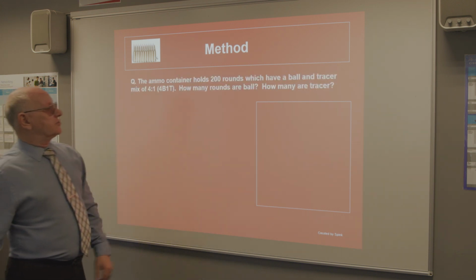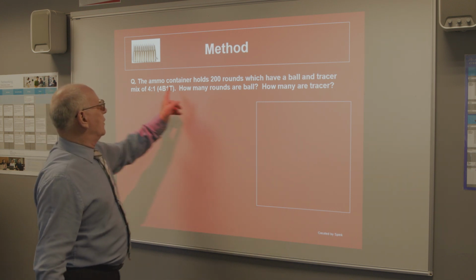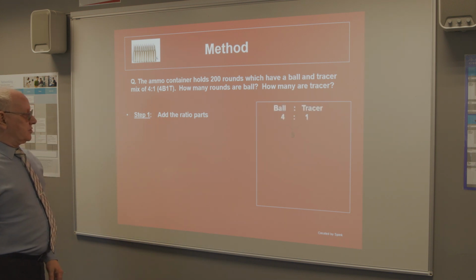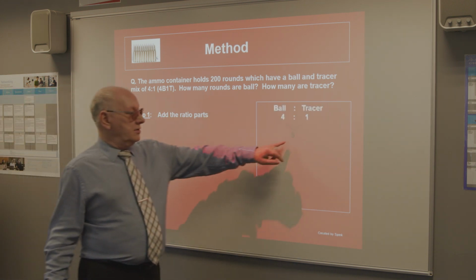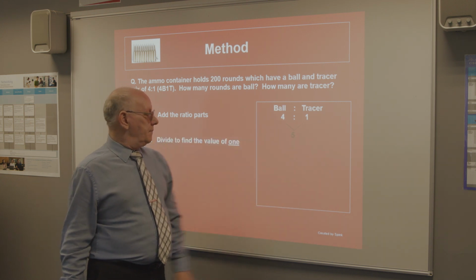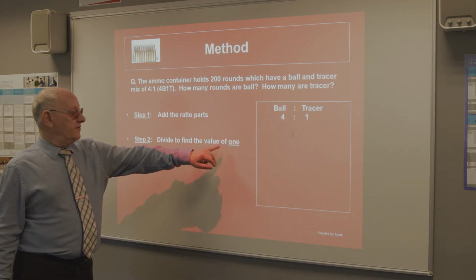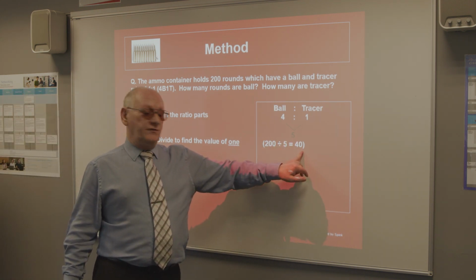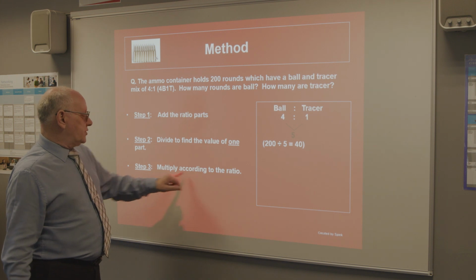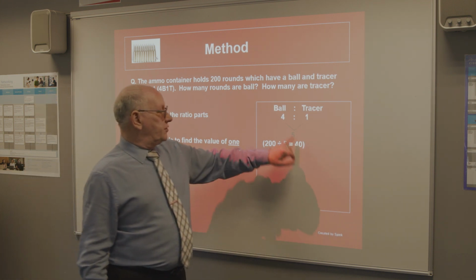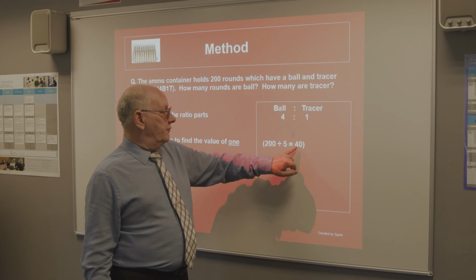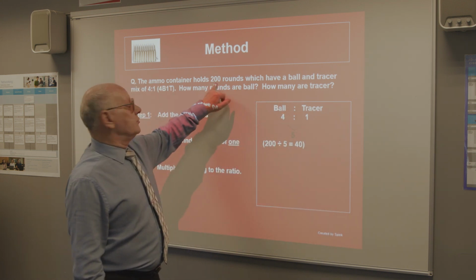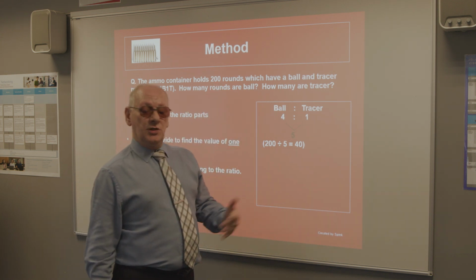So the ammo container holds 200 rounds, which have a ball and tracer mix of 4 to 1. How many rounds a ball? How many a tracer? Add the ratio of parts. You get 5. Divide to find the value of one part. So you're dividing 200 by 5, which will give you 40. Multiply according to the ratio. 40 times 4, 160. 40 times 1 is 40, 160 plus 40 is the original 200, so you know you're right. You know your figures are right.